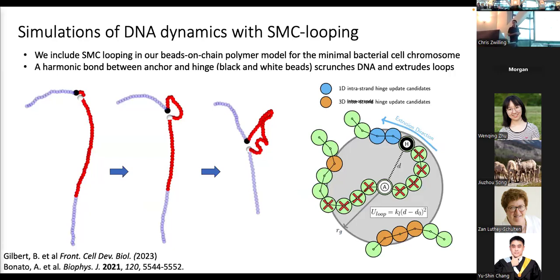And so we actually implement this looping process in our simulations of DNA dynamics. We have our beads on a chain polymer model for a minimal cell. The way that we emulate the SMC loop extrusion process is we introduce a harmonic bond between two beads. We call them the anchor and hinge. In this figure on the left, anchor is black and hinge is white. You can see as we move the white bead and act with this harmonic bond, these loops are being formed. This red portion of the DNA is being extruded.